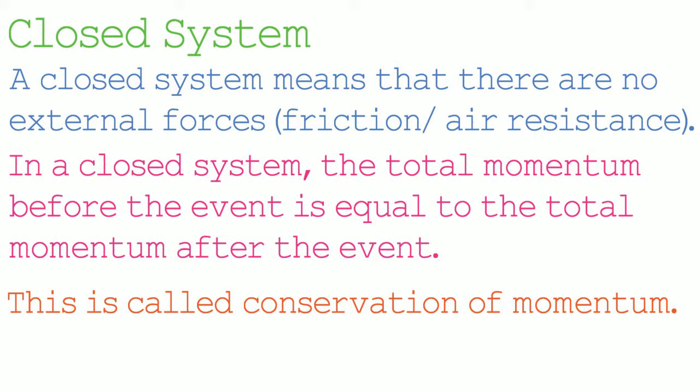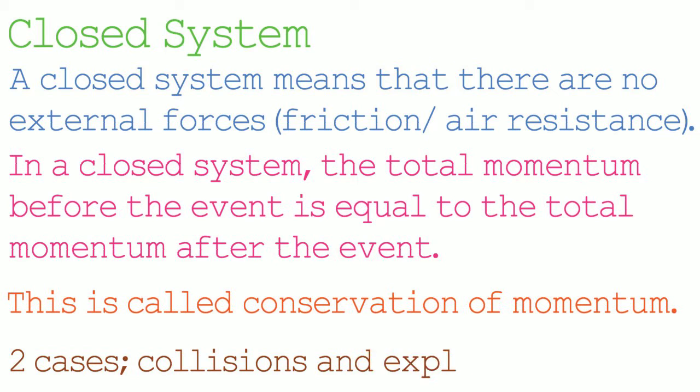There are two types of cases that we can have for momentum in a closed system. These are collisions and explosions. Collisions are where there are two objects moving together. Explosions are where there are two objects moving in opposite directions. We're first going to have a look at a collision example. With a collision, we have two objects that are moving towards each other.